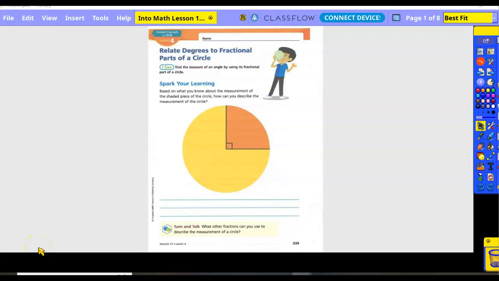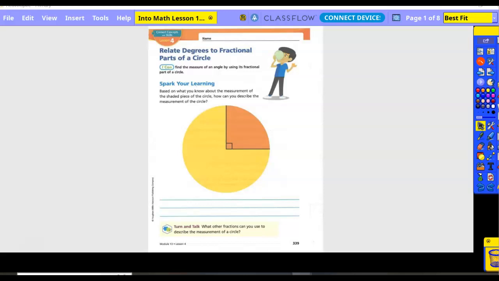Fourth grade math, lesson 11.4. Relate degrees to fractional parts of a circle. So our overall I can statement for the month. Today's is: I can find the measure of an angle by using its fractional part of a circle. Spark your learning. Based on what you know about the measurement of the shaded piece of the circle, how can you describe the measurement of the circle?